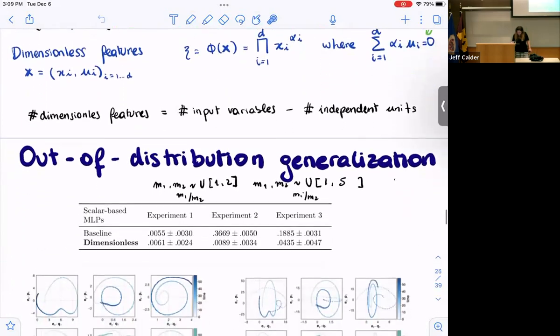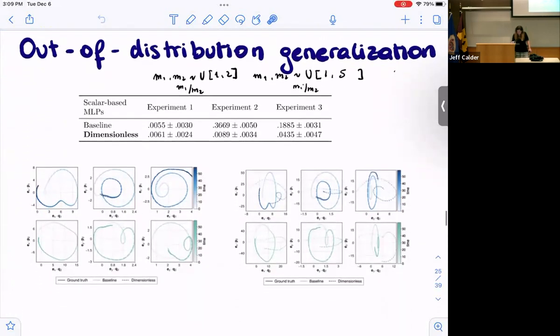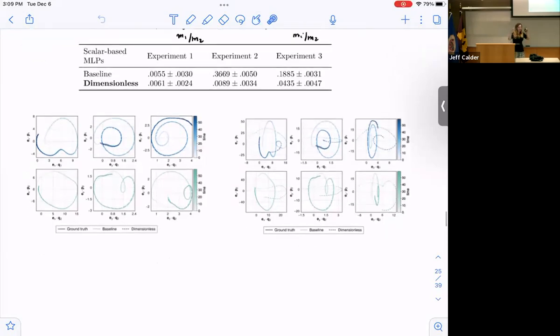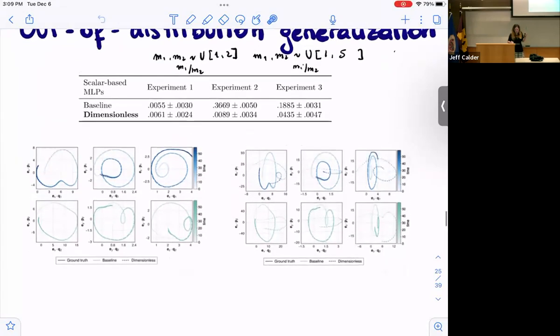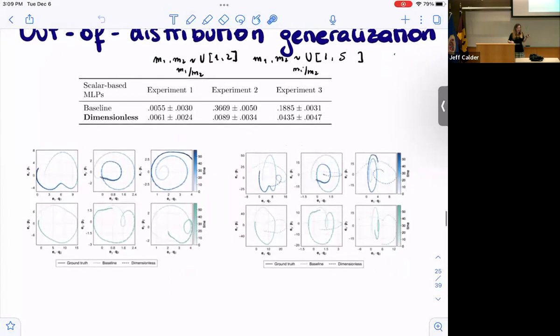That's the definition. So then you can see numerically that when you implement these unit equivariances, you get gains: you can train in one setting and then generalize to a different setting.